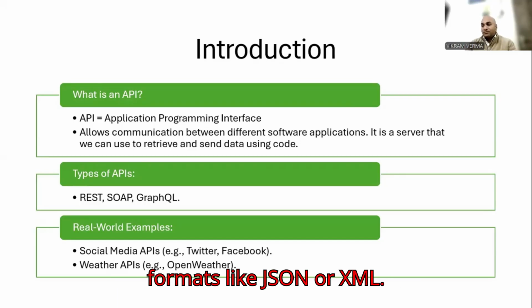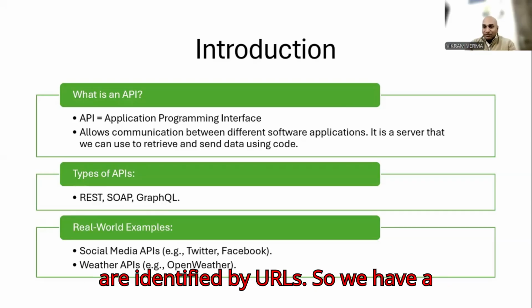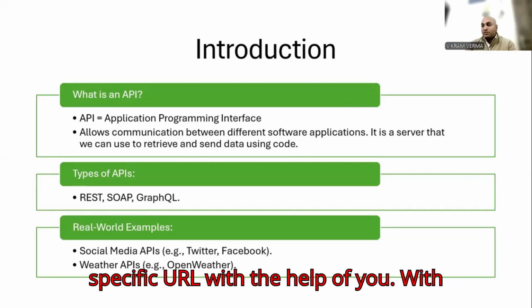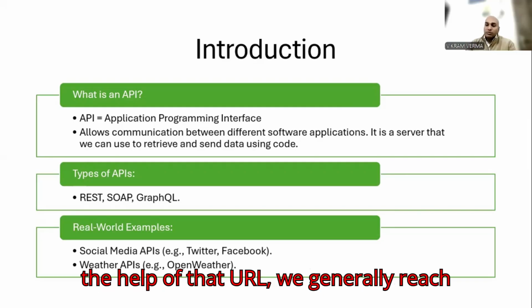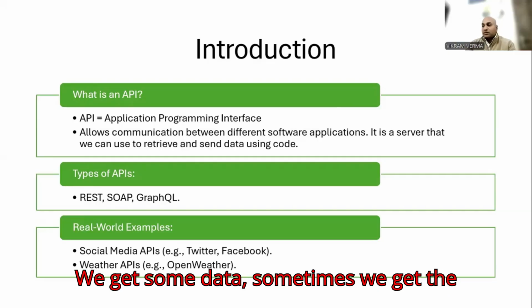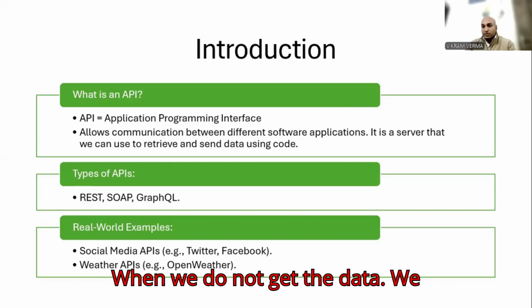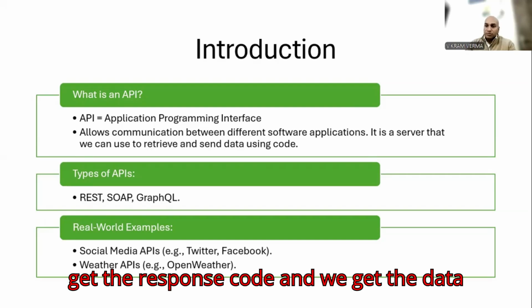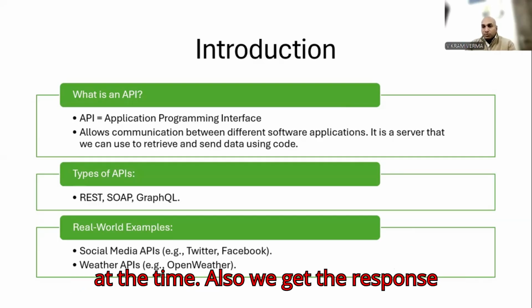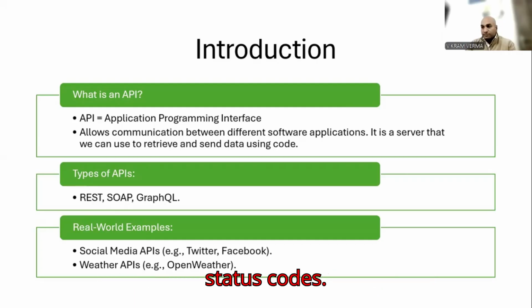It uses standard data formats like JSON or XML. It generally focuses on resources which are identified by URLs. So we have a specific URL, and with the help of that URL, we reach a resource and start working. Sometimes we get data, sometimes we do not. When we do not get the data, we get the response code. When we get the data, we also get the response code. The difference is that the response codes are different. I should say status codes.